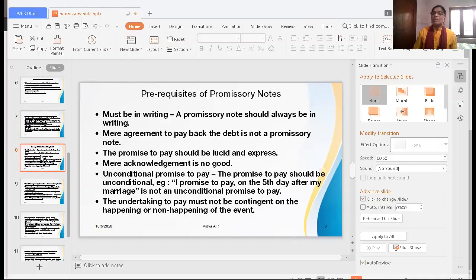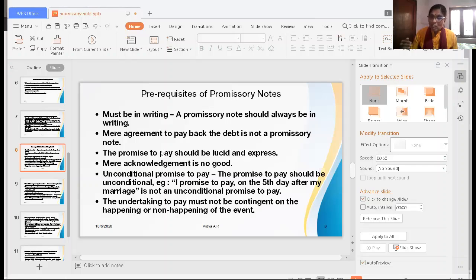First of all, you have to clearly understand that it must always be in writing. അപ്പൊ നെഗോഷ്യബിൾ ഇൻസ്ട്രുമെന്റ്സ് പ്രകാരം ഓറൽ ആയിട്ടുള്ള ഒരു അഗ്രിമെന്റിൽ ഇത് സാധ്യമല്ല. പ്രോമിസറി നോട്ട് ഈസ് ഓൾവേസ് ഇൻ റൈറ്റിംഗ് ആസ് പെർ ദ ലോ ഓഫ് ദ കൺട്രി. And mere agreement to pay back the debt is not a promissory note. Oral agreement is not possible.